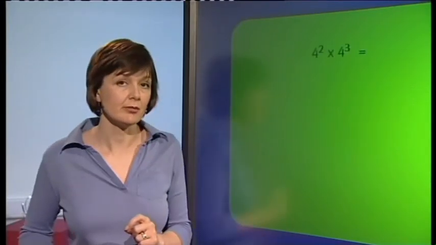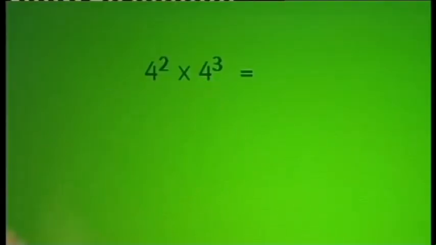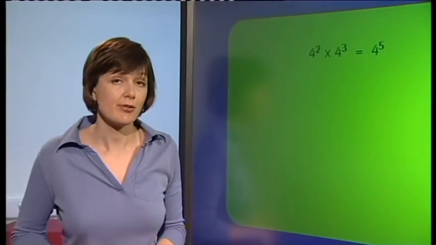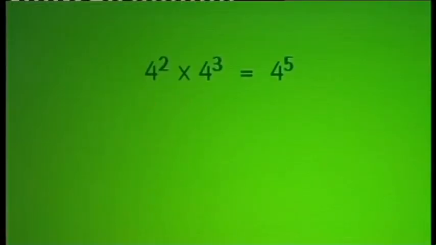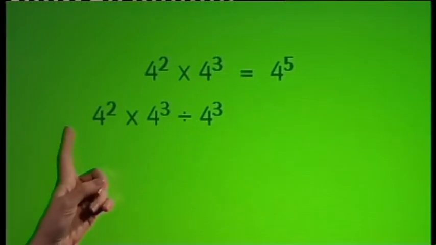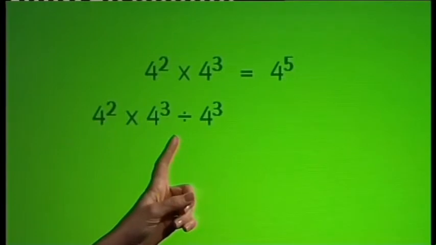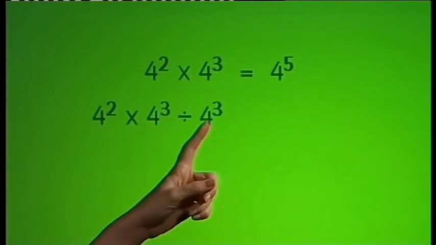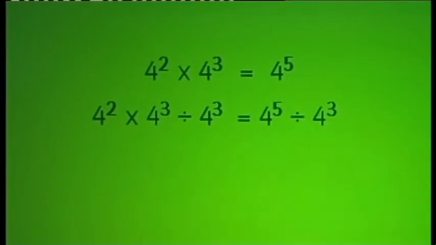Now, if I ask you what 4 to the power 2 times 4 to the power 3 is, you can use our new rule and write the answer down straight away as 4 to the power 5. But suppose I divide both sides by 4 to the power 3. So now on the left hand side of the equal sign I get 4 to the power 2 times 4 to the power 3 divided by 4 to the power 3. And on the right I get 4 to the power 5 divided by 4 to the power 3.